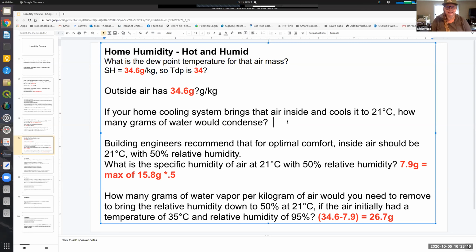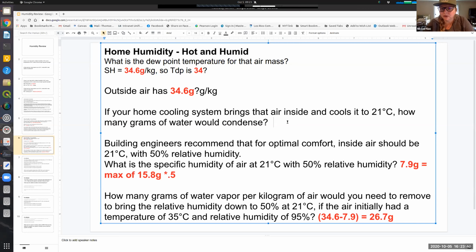Because if I tell you what the characteristics of the outside air are, 34.6 grams per kilogram, and you bring it inside and cool it to 21 Celsius, how many grams of water would condense? Well, you need to figure out what the maximum specific humidity at 21 Celsius is, right? Yes. But it doesn't tell you to calculate that. I just ask for the answer.